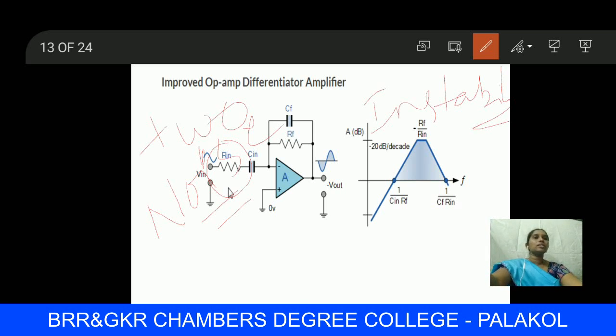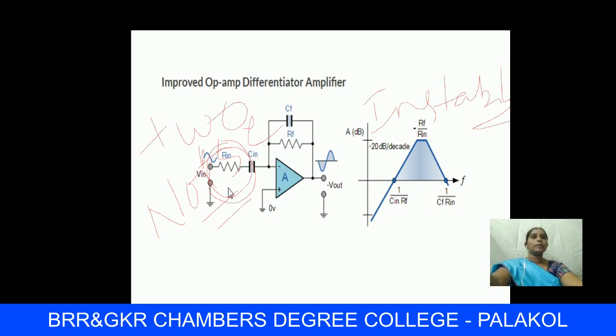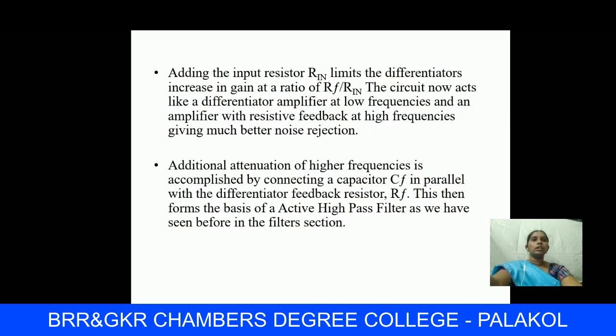Okay, so that's why an extra resistor Rin will be added in this circuit. Here this is an improved op amp differentiator amplifier. Now this is some explanation about the above circuit. Adding the input resistance Rin limits the differentiator's increase in gain, Rf by R1. That means adding this resistor will limit the gain. Without it, at high frequencies, it will give very high gain.